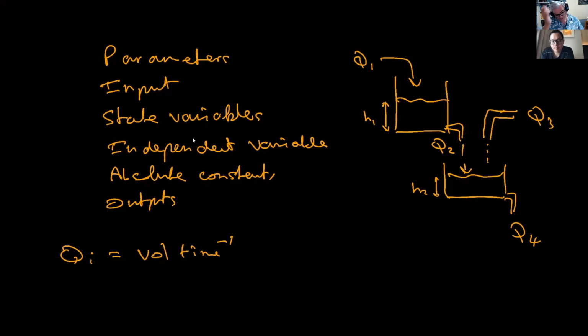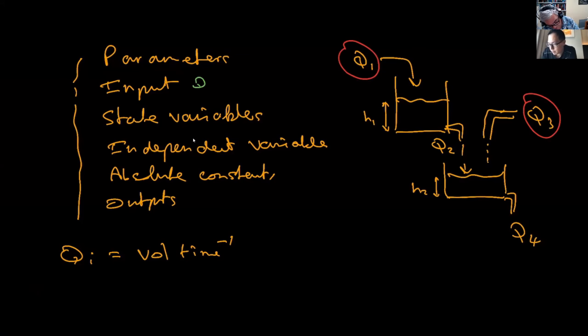So the question is, what are all these things that we have down here? The first one, the easy one, is the inputs. Now, the inputs are generally those things that come from the outside, but which we control. We can control the amount of water coming into this tank and the amount of water coming into that tank. So the inputs will be Q1 and Q3. Those are the 2 inputs, things that we control.